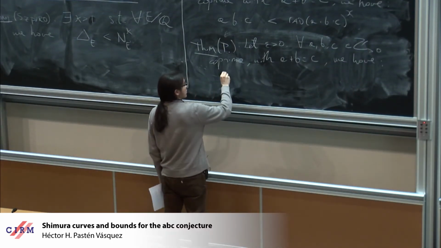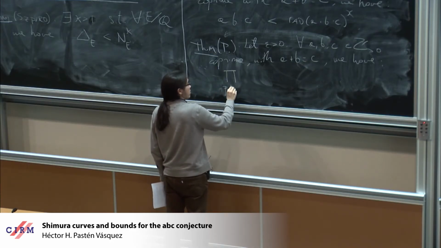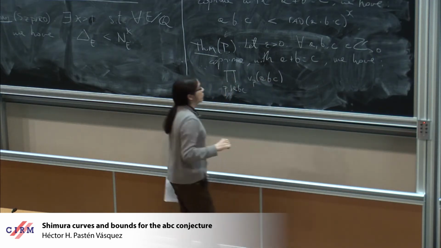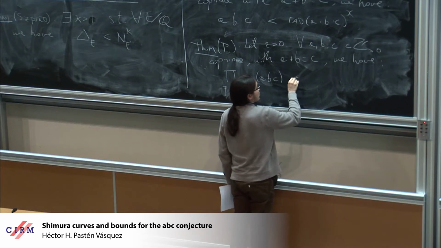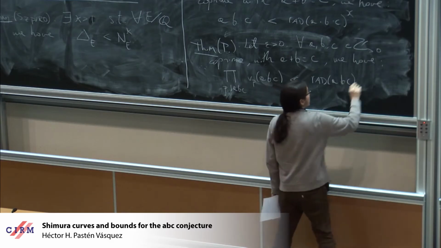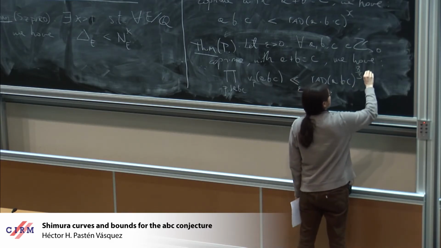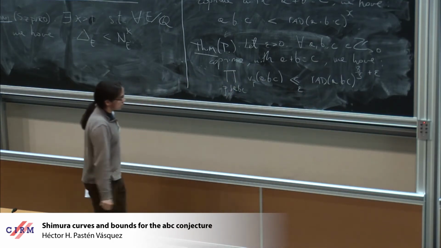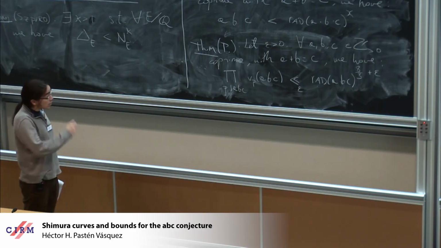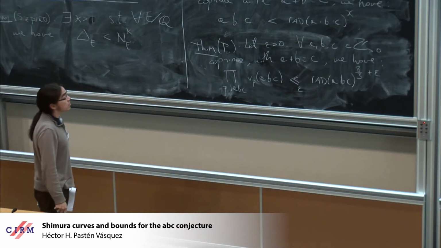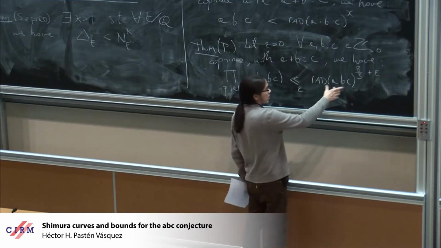that the product for P dividing A, B, C of the p-adic valuations of A, B, C is less than the radical of A, B, C to the power 8/3 plus epsilon. So this notation is just standard Vinogradov notation, meaning that there is some constant that depends on epsilon. In case you're wondering, the constant is effective, although I didn't compute it, but it is effective. And if you don't like the epsilon, you can forget about the epsilon and think about a radical cube if you want, okay?